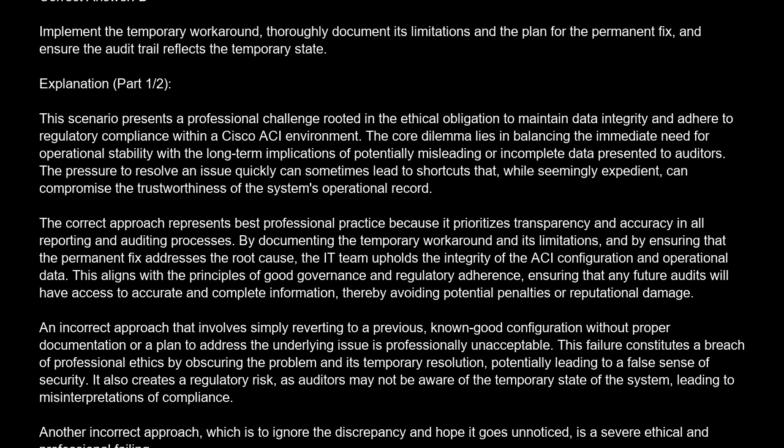The correct answer is D. Implement the temporary workaround, thoroughly document its limitations and the plan for the permanent fix, and ensure the audit trail reflects the temporary state. Explanation.